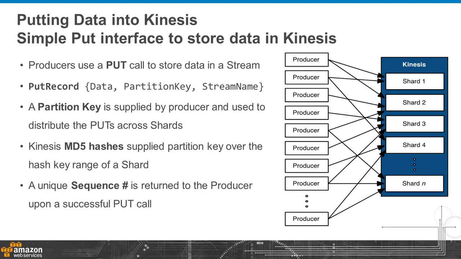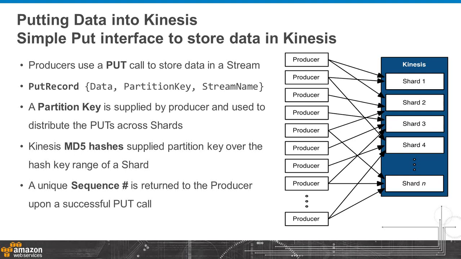When the Kinesis service receives the put record call, it generates an MD5 hash of the partition key, which is mapped over a given hash key range of any shard. What this means is that if the scenario requires data from a given producer to always be placed and captured inside of a specific shard, then supplying that partition key would guarantee that inside of the Kinesis stream.